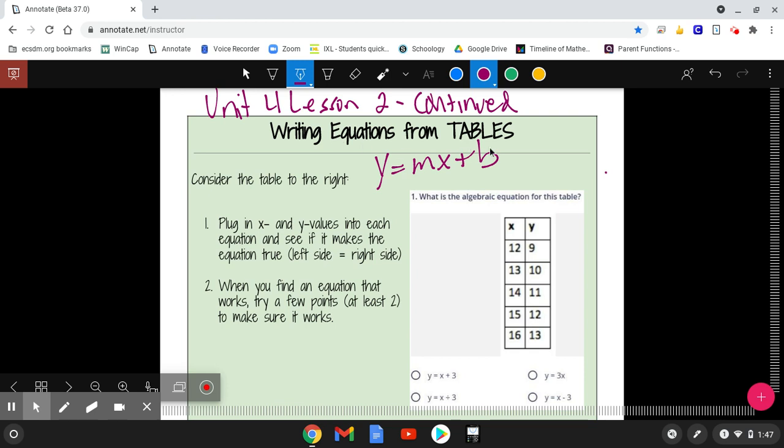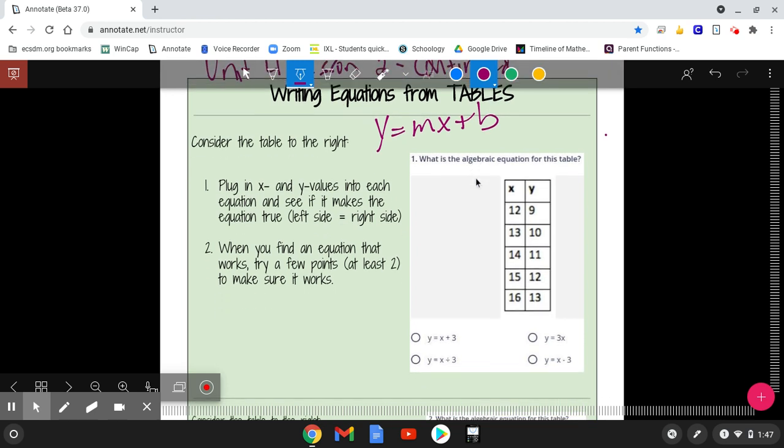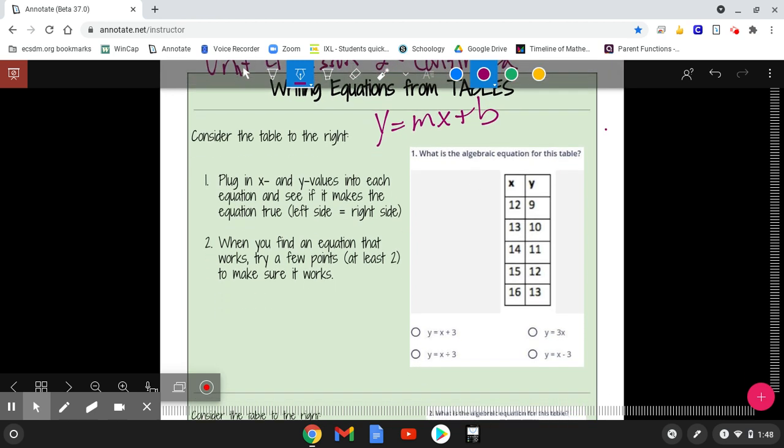When we're writing equations from tables, we're going to do this a little bit differently, because when you see these types of problems, you'll often see them as a multiple choice question. So instead of coming up with the equation on our own, we'll use the answer choices they give us and test to see which ones are correct.